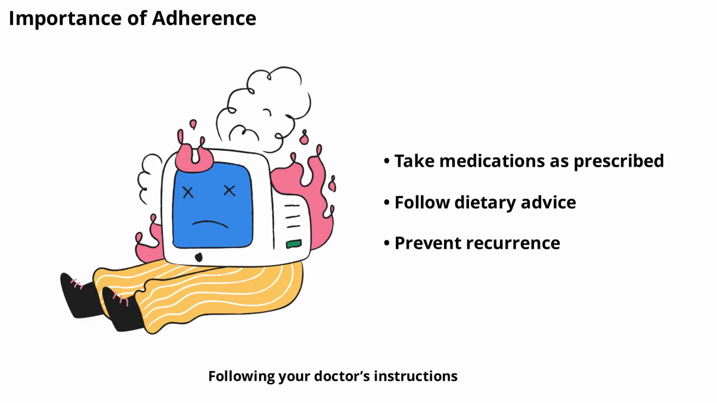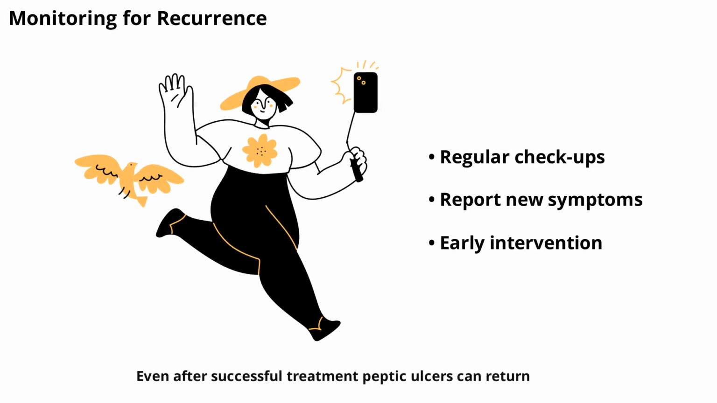Following your doctor's instructions is vital for successful treatment. Skipping medications or not following dietary advice can delay healing and increase the risk of complications. Doctors emphasize the importance of sticking to the plan for the best results. Even after successful treatment, peptic ulcers can return. Doctors advise regular checkups and prompt reporting of any new symptoms. Early detection of recurrence allows for quick intervention and prevents serious complications.